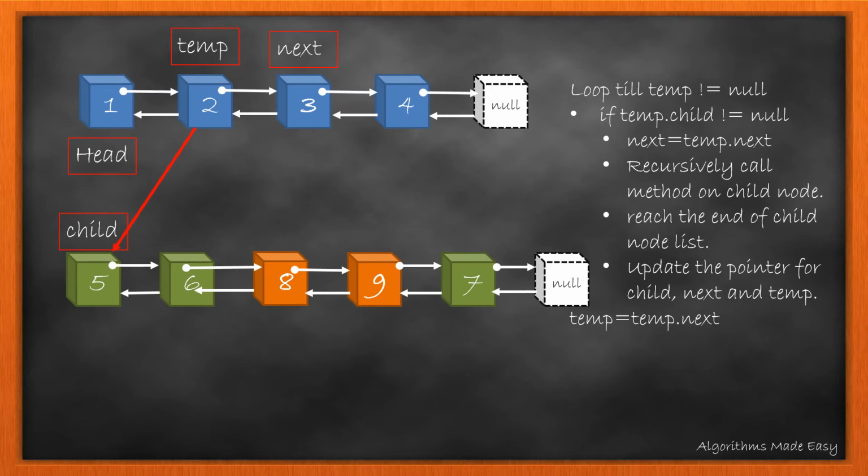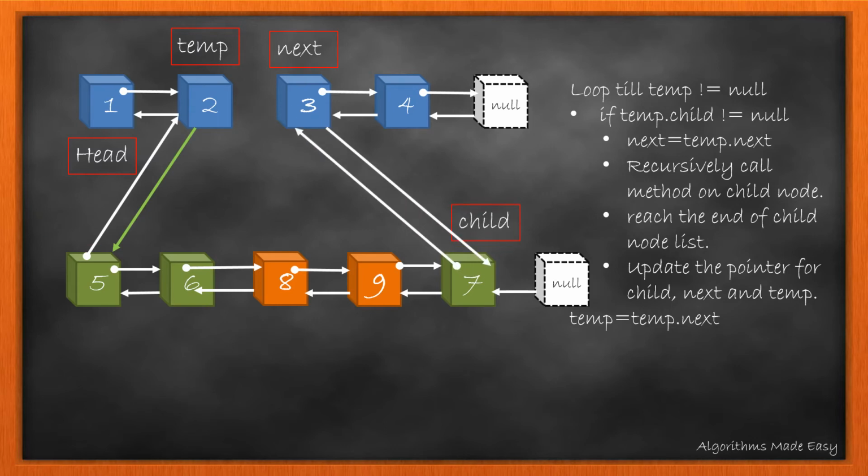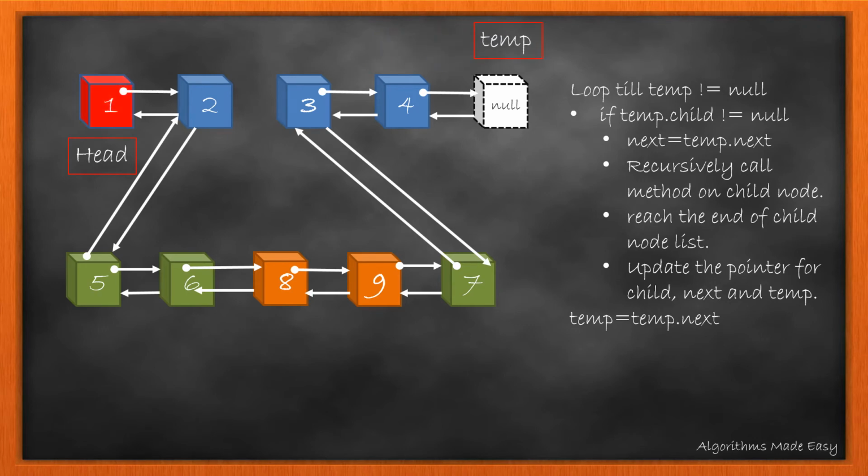Now this will be returned to the top list and will be stored in the child variable. We now first update temp.child to null and temp.next to child, and then child.previous to temp. We now loop till we reach the end of the child list and then update the link between child and next. Temp is updated to child, completing the if block, and as always we update temp to its next link. As no child exists for 4, we move ahead. Temp becomes null and so we break the loop and return head.